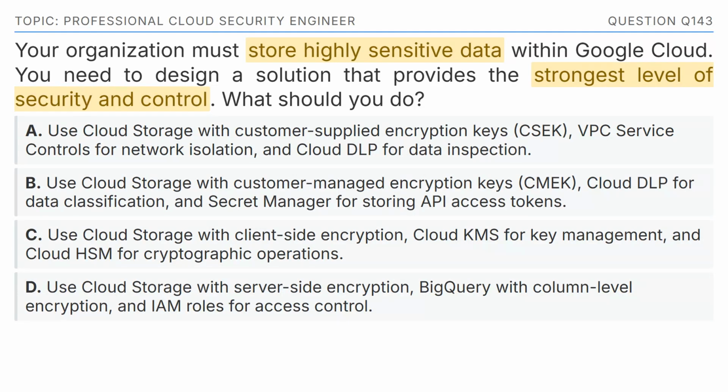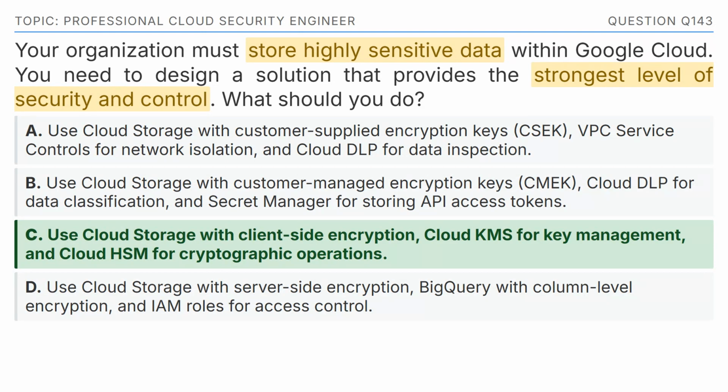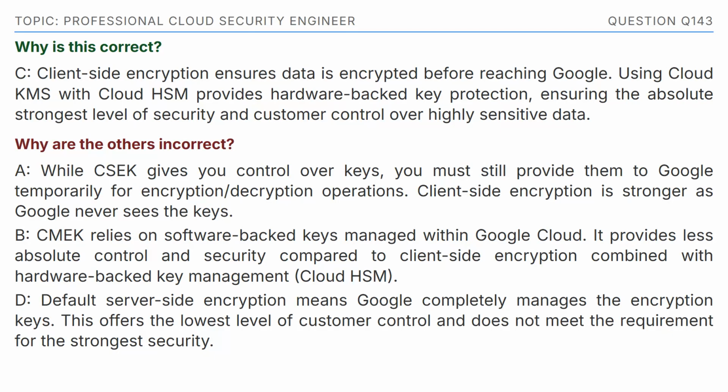To arrive at the correct answer, we focus on the keywords: store highly sensitive data, strongest level of security and control. The correct answer is Option C, use cloud storage with client-side encryption, Cloud KMS for key management, and Cloud HSM for cryptographic operations. Why is this correct?